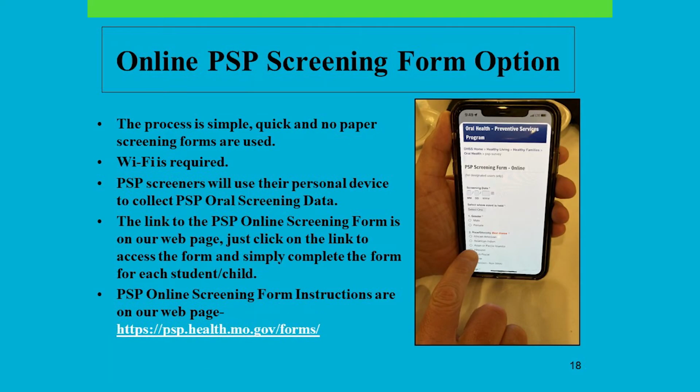There is an online PSP screening form submission option to complete the screening form. The process is quick and easy. You'll be asked to use your personal device, like your cell phone, to enter the screening data. Ask your PSP event coordinator if the PSP online method will be used at your screening event.